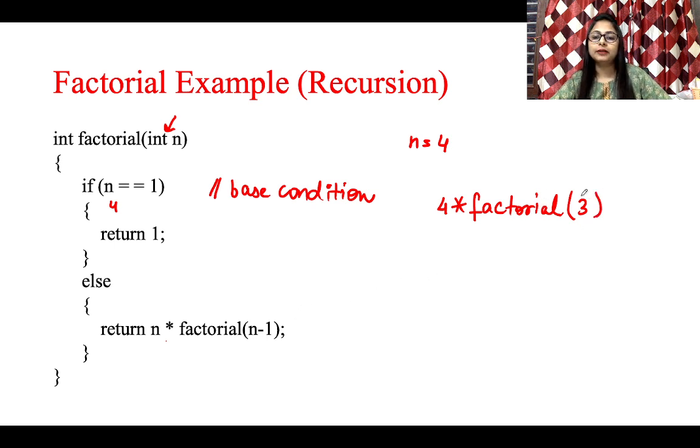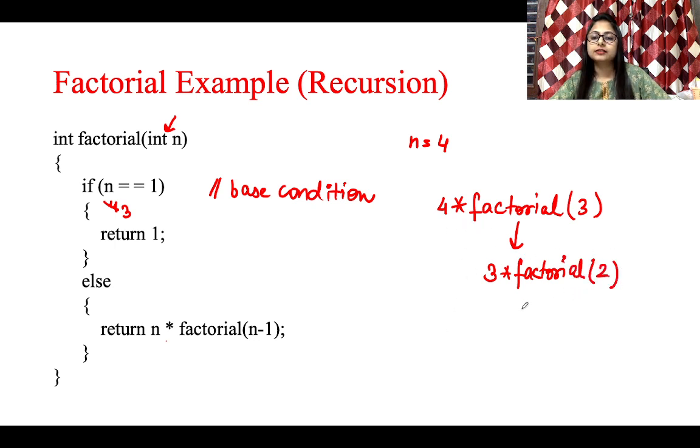Right? So what will happen? Again, see, same function, factorial with argument n. Now the value of n is 3. This time the value has changed. Is 3 equal to 1? No. Again this condition will not work, we will have to go to the else condition. What does it say? Return n into factorial of n minus 1. What is the value of n? 3. So 3 into factorial of 3 minus 1, that is 2.